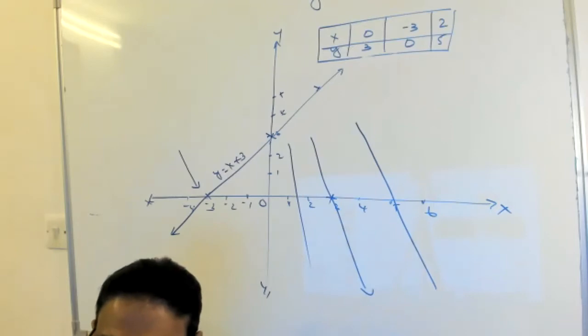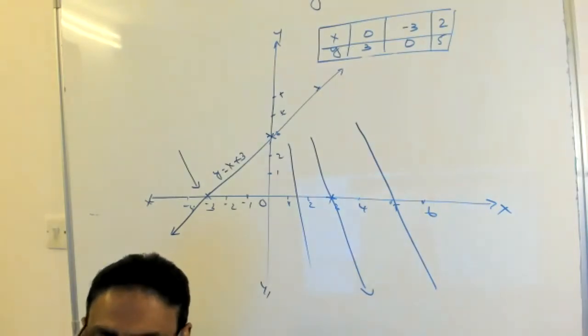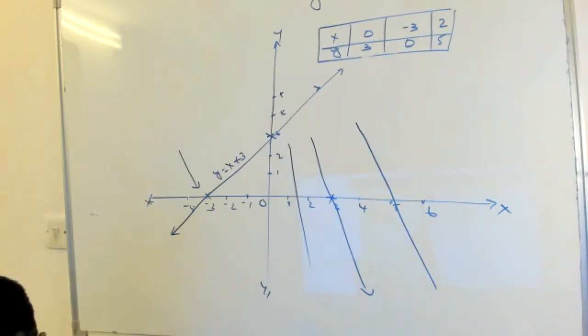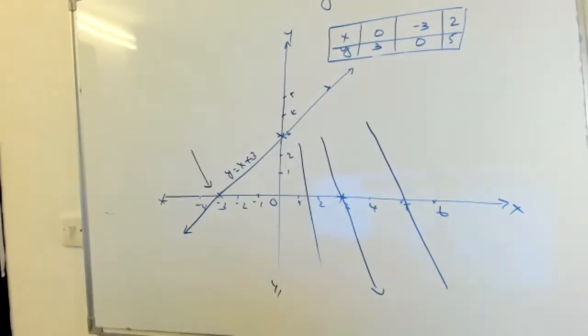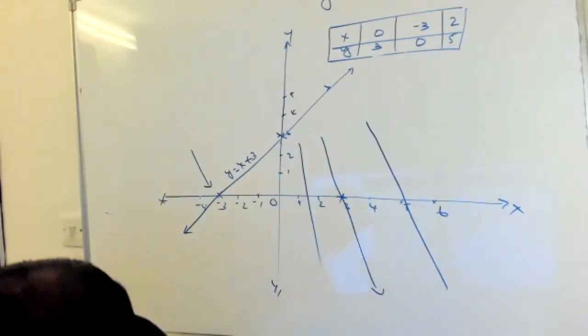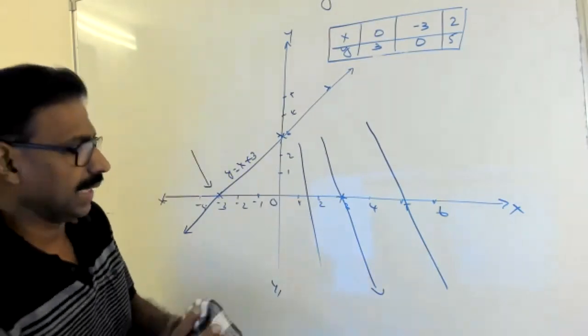The graph of the linear polynomial is a straight line. Therefore, a linear polynomial has one and only one zero. Clear now? Yes, sir. Linear polynomials have only one zero, because it is a straight line passing through the x-axis.